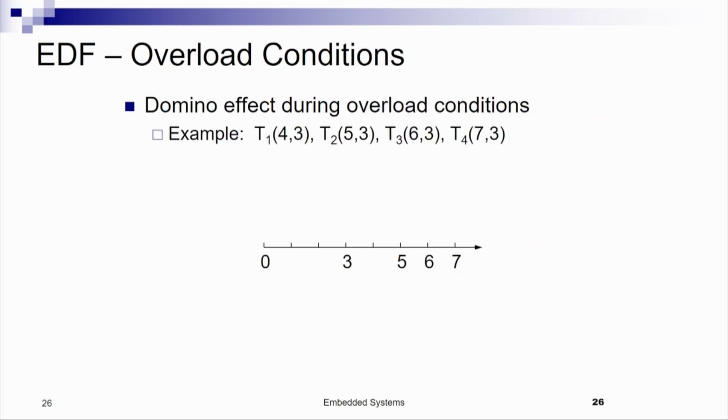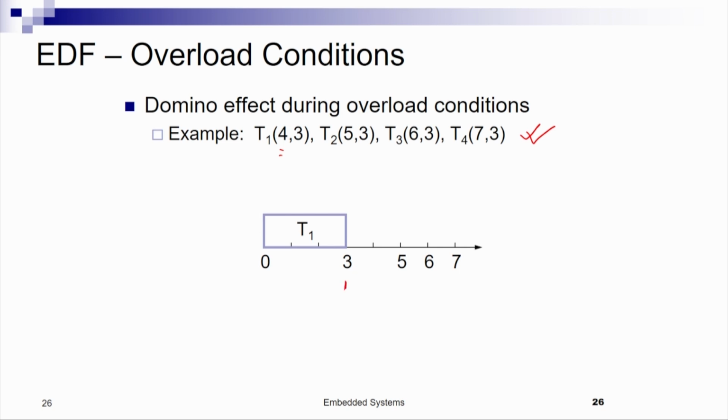However, EDF has its own problems. For example, during transient overload conditions, EDF may fail to meet the deadline of any task. Let us say we have this task set and the summation of utilizations is greater than 1, and hence we have an overload situation here. In this overload situation, the first job of T1, having the shortest deadline, is going to be executed first, and it takes 3 time steps to complete.